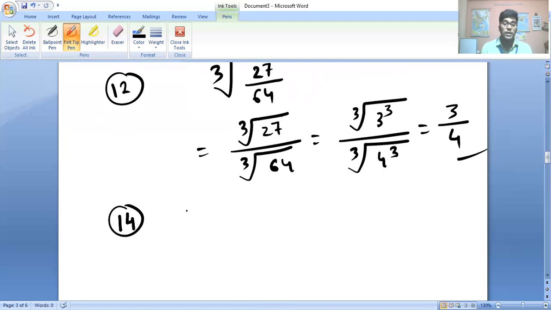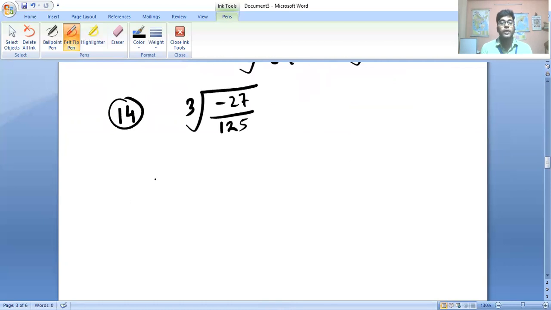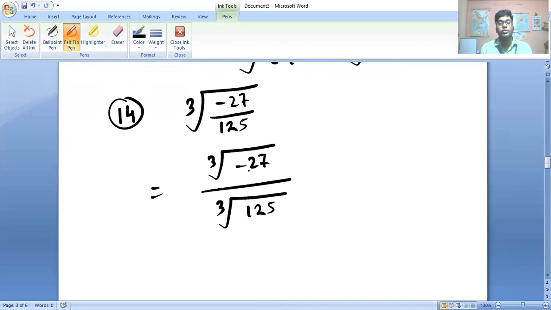Okay, students. Let us do question number 14. This one is also very easy. Cube root of minus 27 by 125. So again, cube root will go to each and every term. So cube root of minus 27 by cube root of 125. You are wondering, this minus is with the whole term, so why have I given this minus with a single term? You see, it doesn't matter. If there is one minus, you put the minus with either one of those, right? Either the numerator or denominator. So I have put it with the numerator.